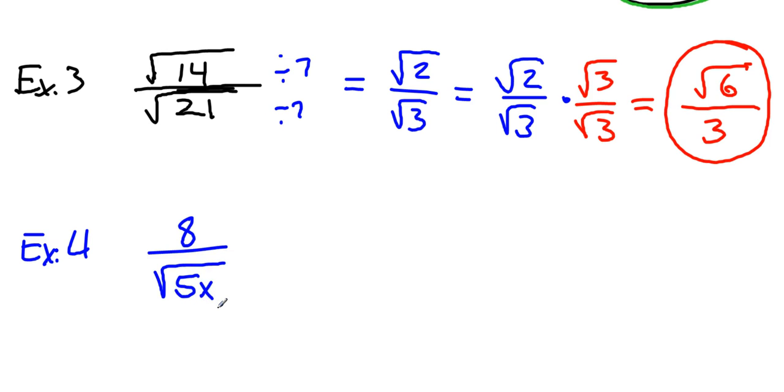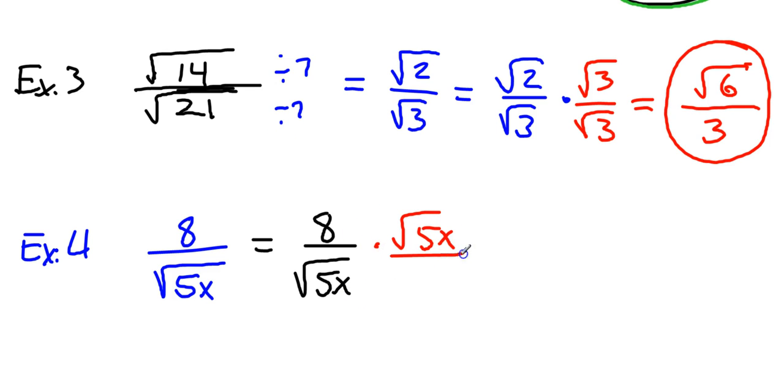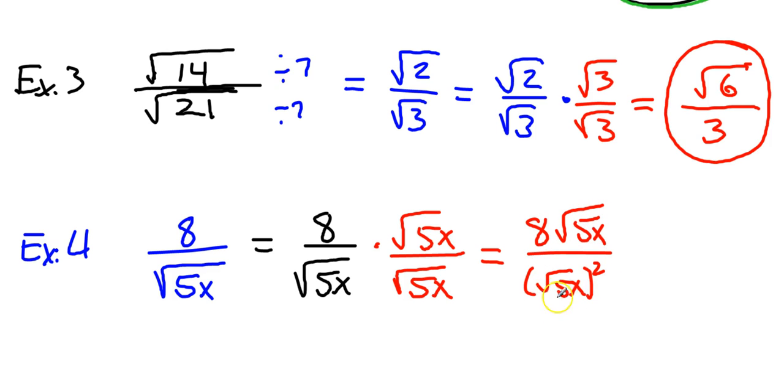Okay, so let's go with 8 over the square root of 5x. A little different look to it. So you're going to multiply the top and bottom by square root of 5x. And the bottom part again, basically because you have the same thing squared, you're just going to get the 5x back out of it. And then the top, well, there's nothing you can do to simplify that part.